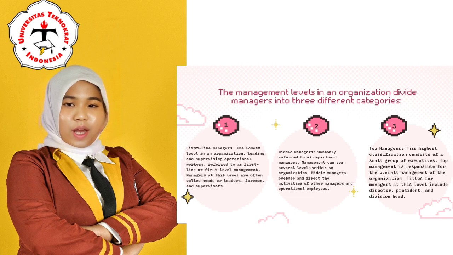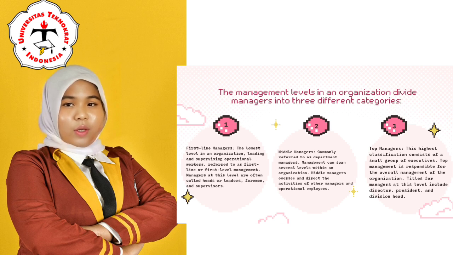Middle management. Middle management can encompass various levels within an organization. Middle managers oversee and direct the activities of other managers and sometimes operational employees. Other titles for middle management include department managers and supervisors. Examples include a head of a department who oversees several section heads, or a subdivision head who oversees several department heads. Top management. This highest classification of managers consists of a small group of executives.